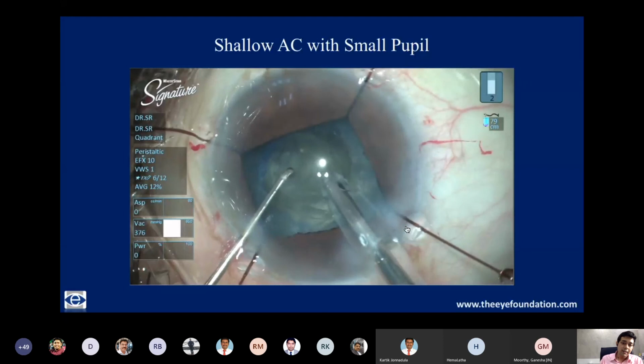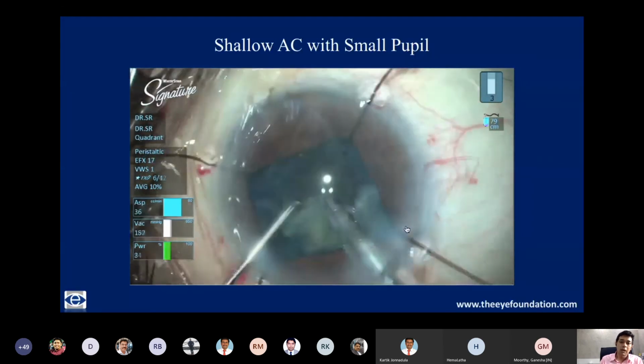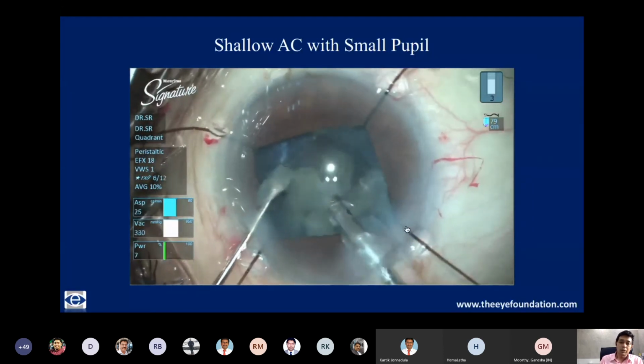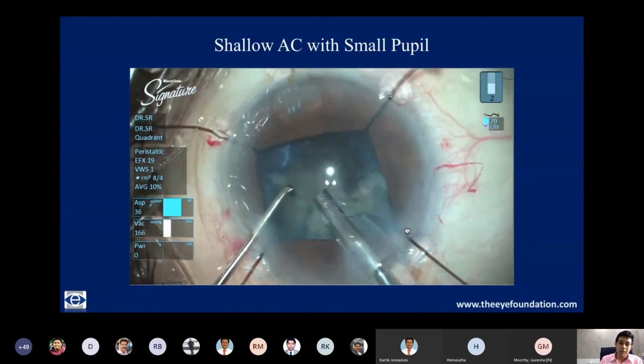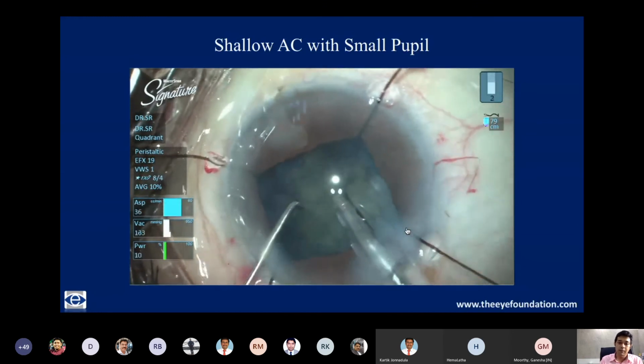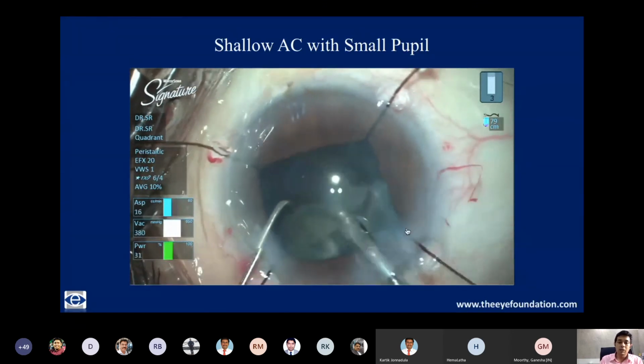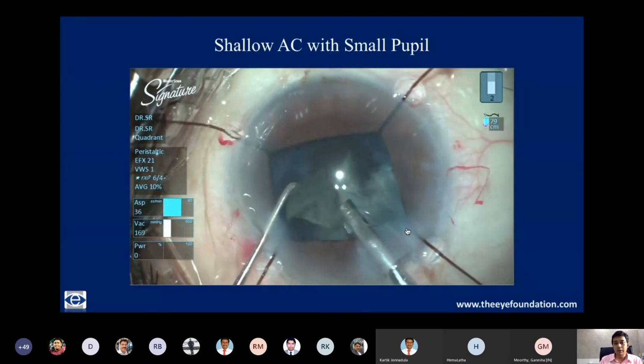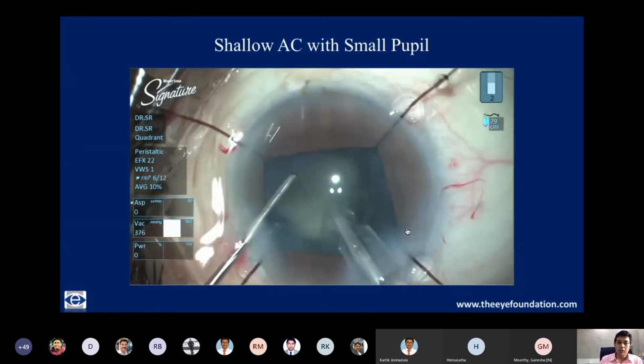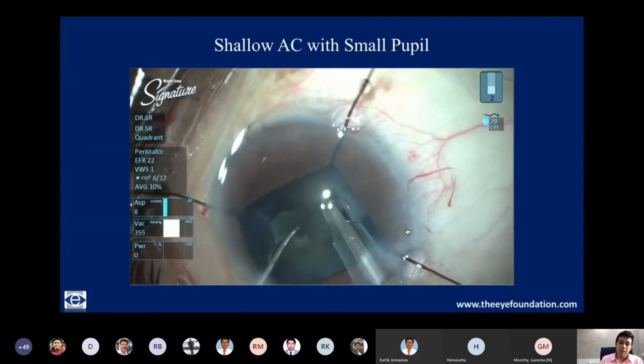Again, fortunately, in this case, the bag is not weak, it's not mobile. So I can go ahead. I don't need to use any capsular hooks or capsular tension rings. Even though there was significant PXF, the bag is quite stable. And you can go ahead with your regular phaco techniques once the pupil has been enlarged sufficiently.